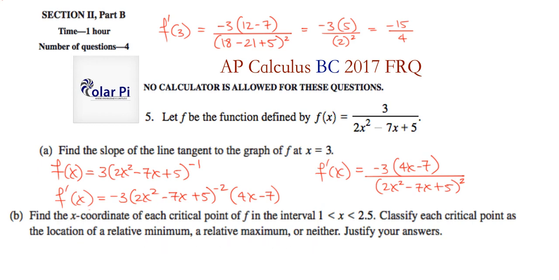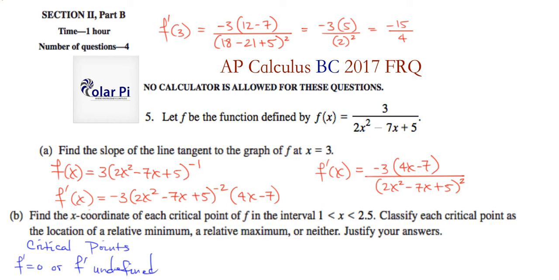Now remember, critical points or critical numbers mean that f prime is equal to 0 or f prime is undefined. And yes, you need both. Critical numbers could occur at either of these two, where f prime is equal to 0 or f prime is undefined. So you need to consider both.